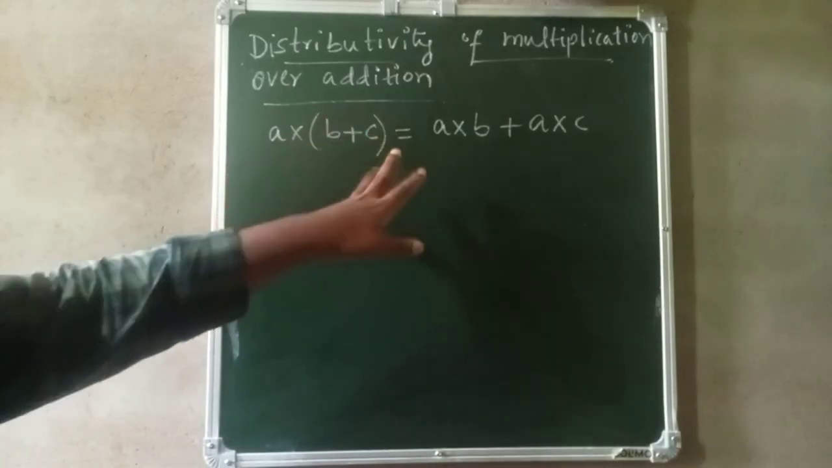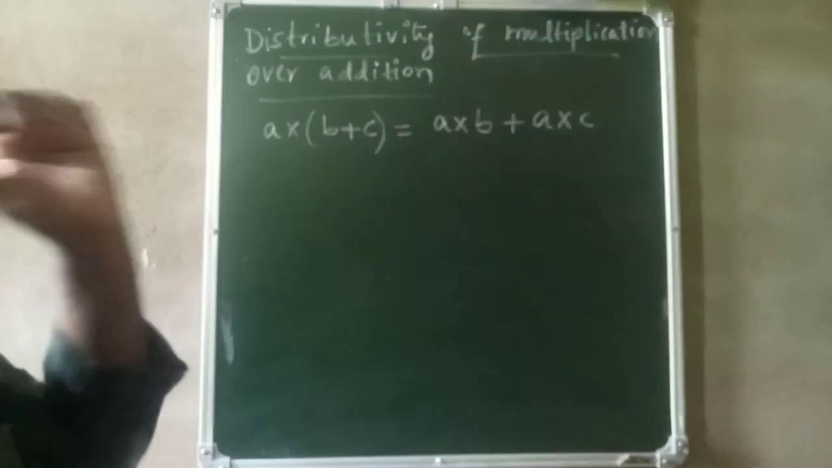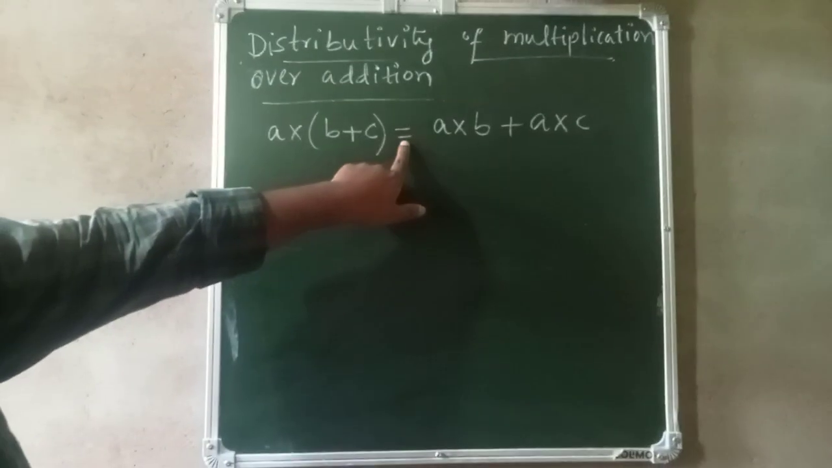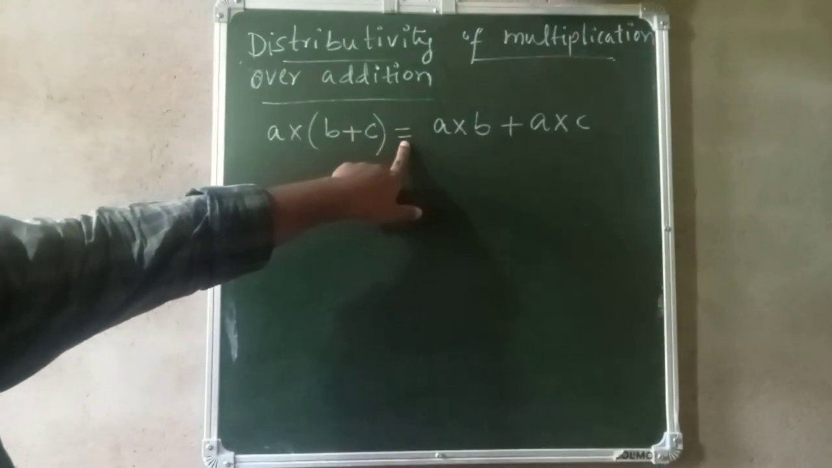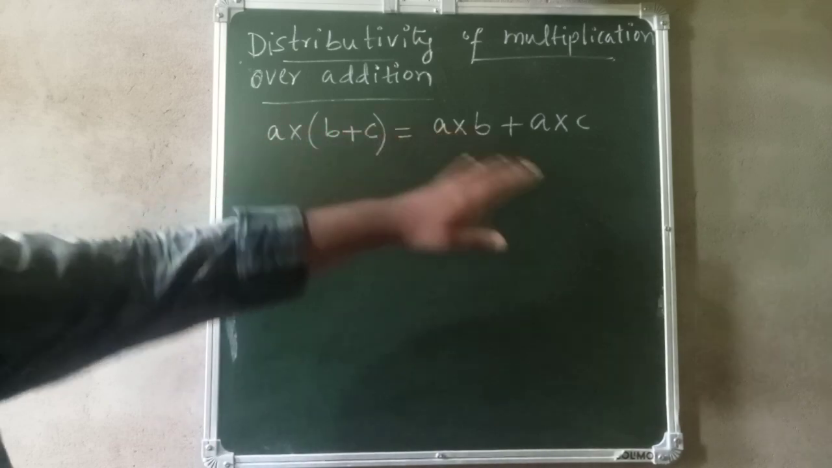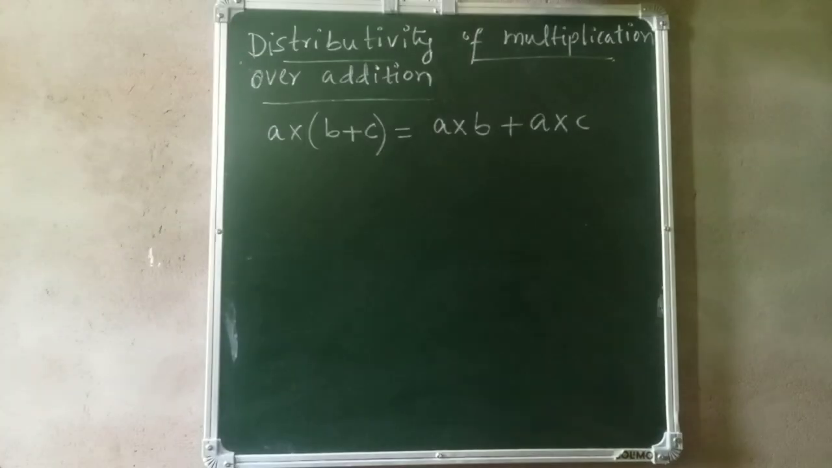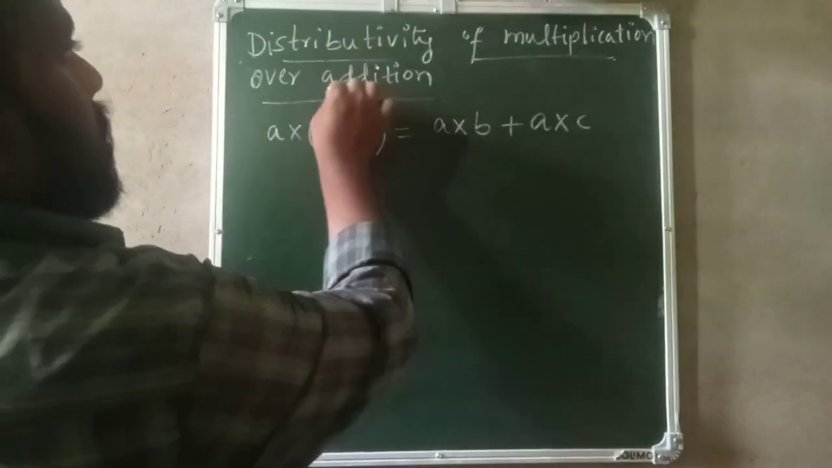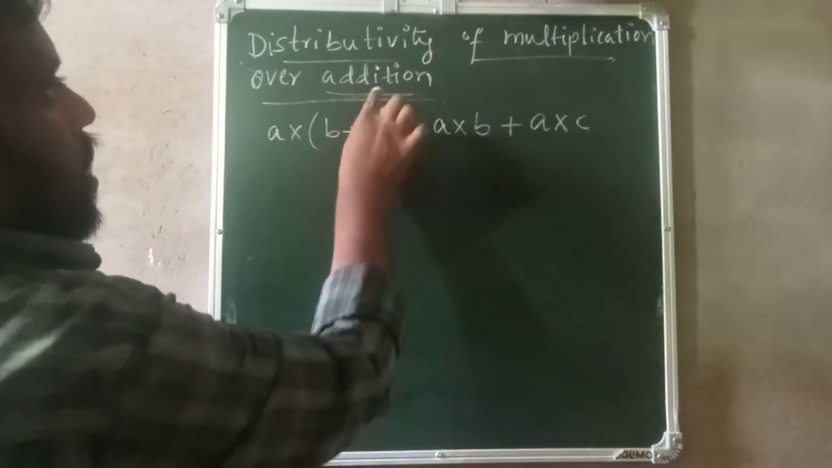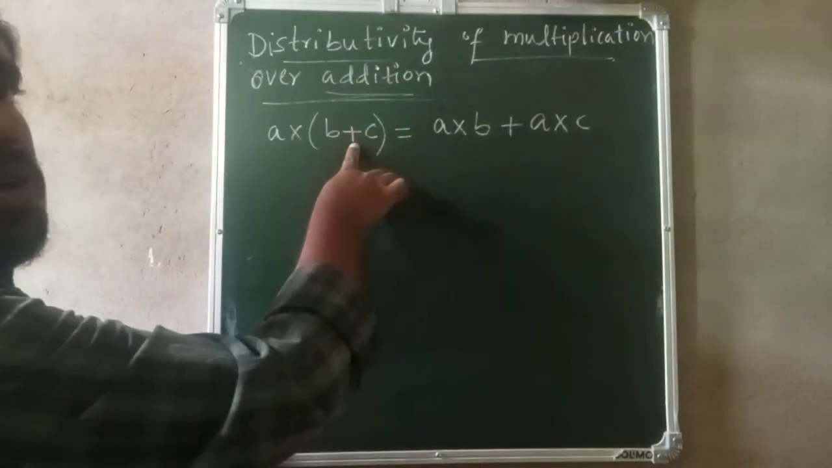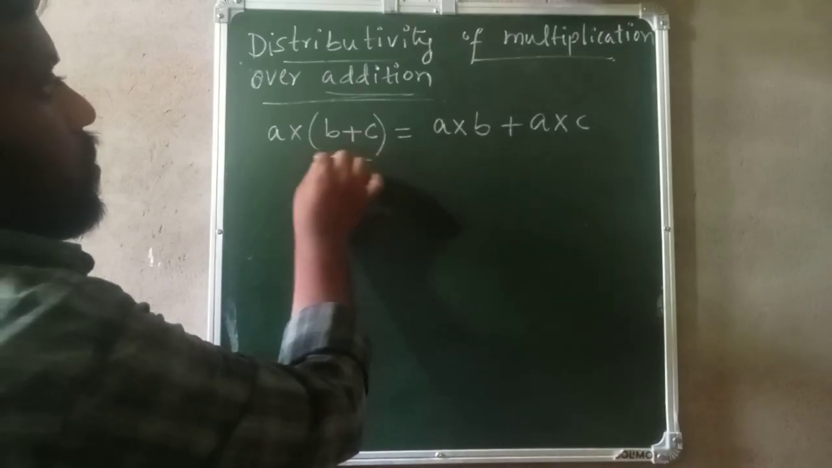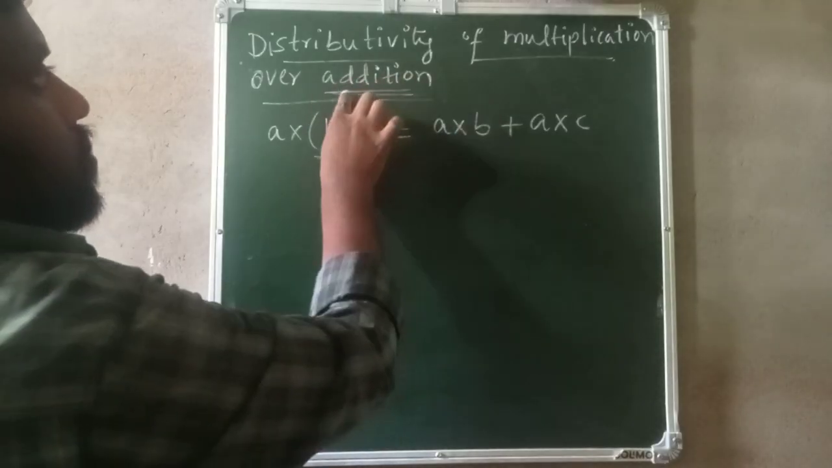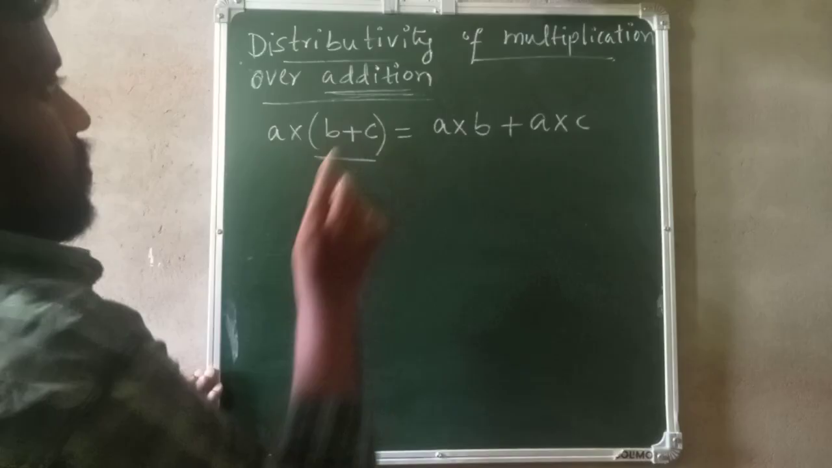See, whatever the rule I have written here, there is an equal sign, so because of this, we can call this an equation also. This equation is called distributivity of multiplication over addition. First, addition means this one. Plus means what? Addition. So addition means this B plus C.